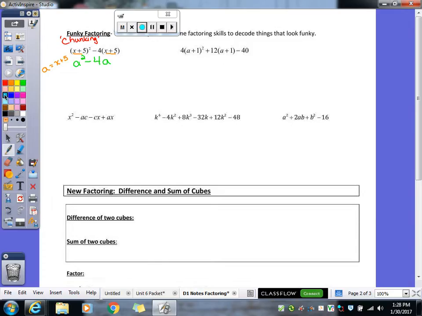GCF. What is our GCF going to be? A. It's A. So then we're left with A minus 4. Can we factor that any further? No. So I'm going to go and replace my A's back with my x plus 5. So I'm left with x plus 5 minus 4. So then over here in my second parentheses, we just got to combine our 5 and our 4 for our final answer. So we get x plus 5 times x plus 1. And that's our final answer there.